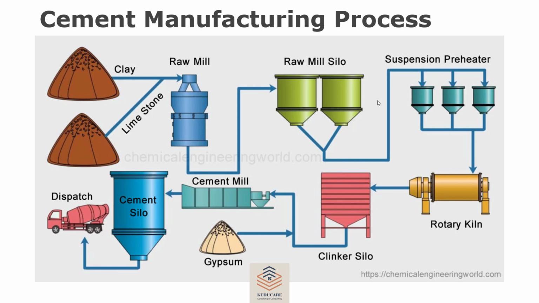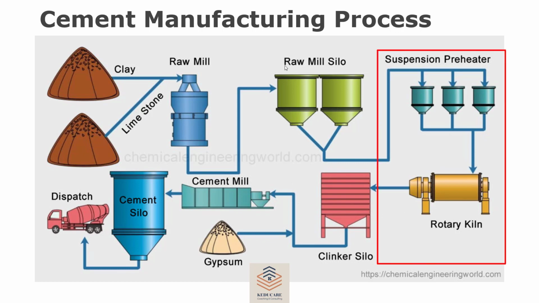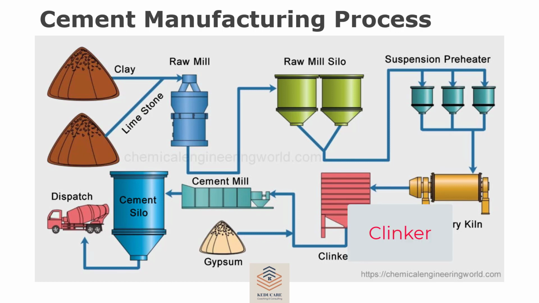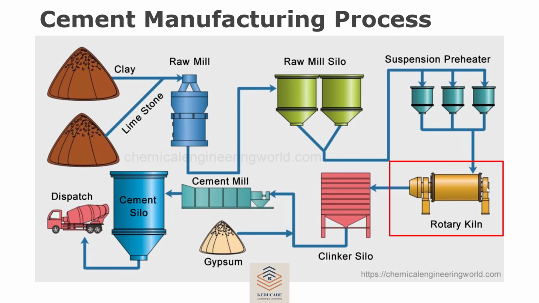Then let's come to the burning section of the material that we have prepared, because that is a very important step of cement manufacture. It is a controlled burning so that the final product, which is called clinker, is of high quality, or of the desired quality. The burning process is carried out in a rotary kiln. This is called a kiln, where fire is put in from one side and the raw material is put from the other side.